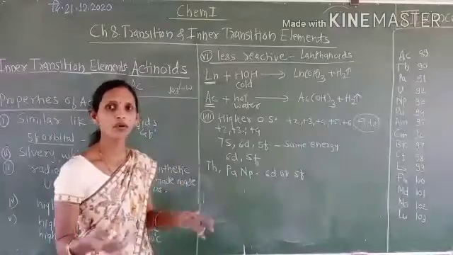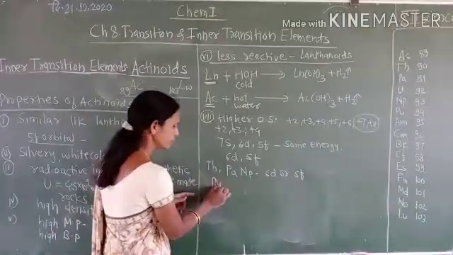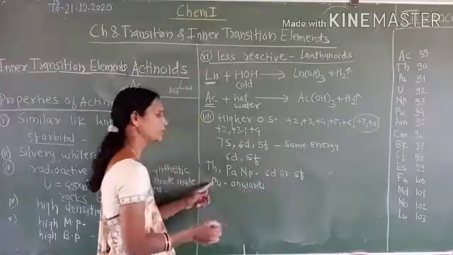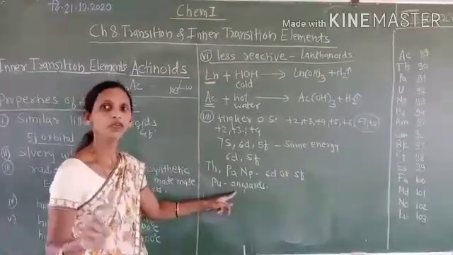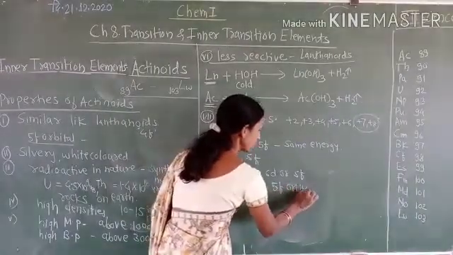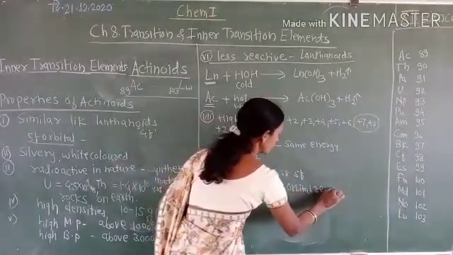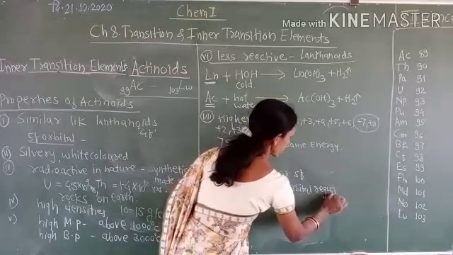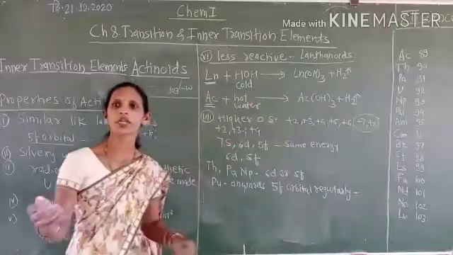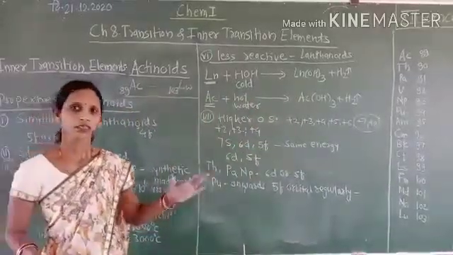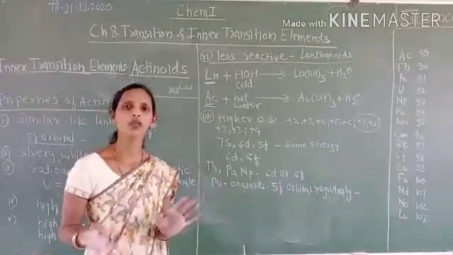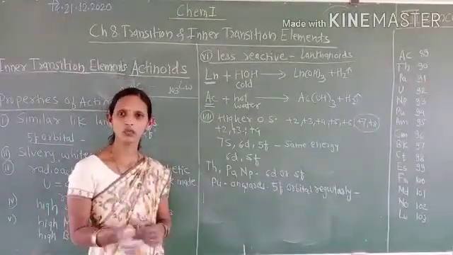But from plutonium onward, the elements in which the 5f orbital is regularly, gradually, and progressively filled up. Then see here, there is one more important property of actinoids that I am going to discuss with you.